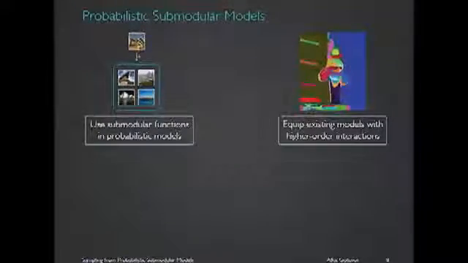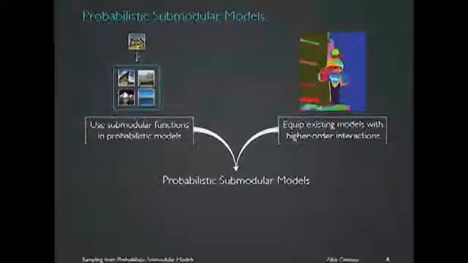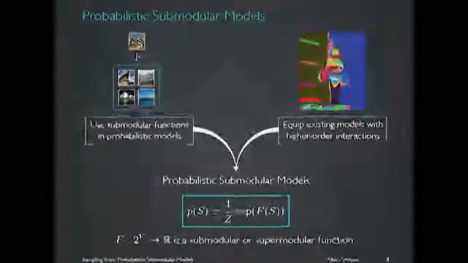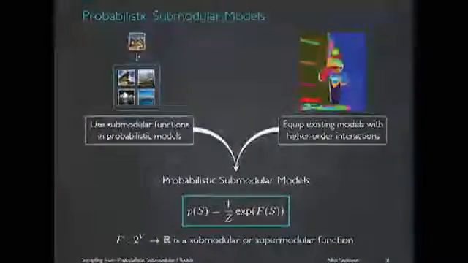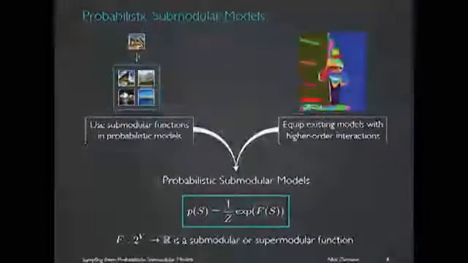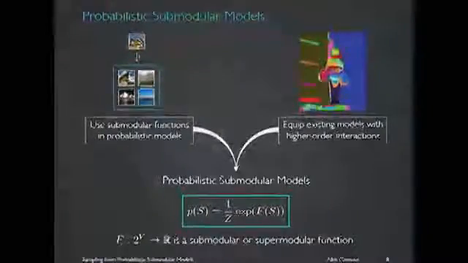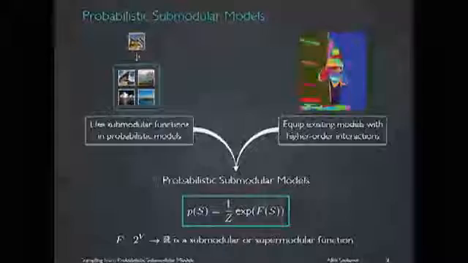So both of these points lead us to consider a class of models that we call probabilistic submodular models, or PSMs for short, and they are distributions over subsets of the ground set. So the probability of a subset S is proportional to e to the f of S, where f is a submodular or supermodular function. And Z here is just a normalization constant.